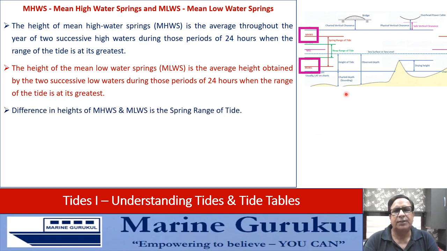The difference in the height of mean high water spring and mean low water spring is what is called the spring range of tide.